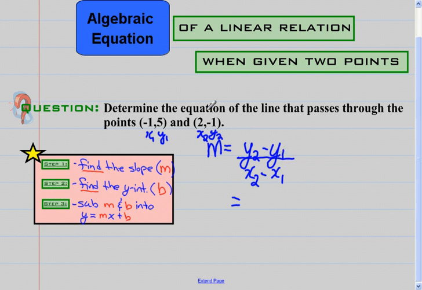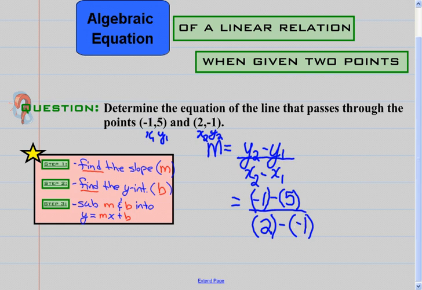So I'm going to take my y2, which is -1, and replace the y2 with -1, minus, and this is where it helps to use brackets, because we are substituting, and we don't want to make a mistake with integers. So y2 is -1, minus y1, and we can look at what y1 is, 5. And that's all divided by x2, which is 2, minus x1. In this case, x1 is -1.